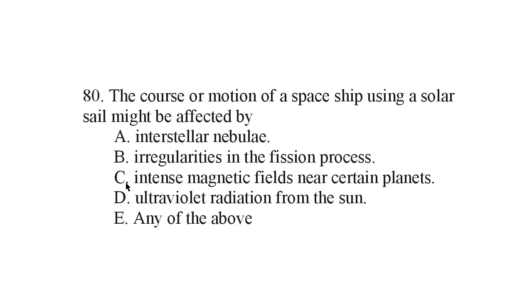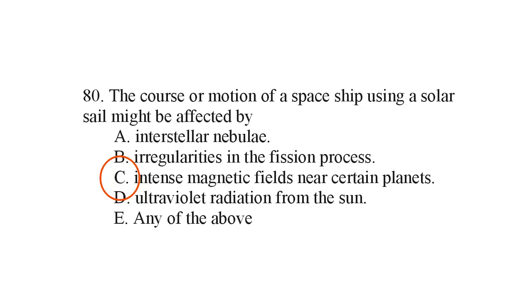E. What about C? Intense magnetic fields near certain planets. Jupiter and Saturn would be good examples, the best examples. Well, yes, that can affect the course or motion of a solar sail ship because it affects the direction of the solar wind. These are charged subatomic particles, and when they approach a magnetic field, even the one around the Earth, these charged particles change direction. They tend to focus towards the poles of the planetary magnet, in much the same way as iron filings would focus towards the poles of a bar magnet.